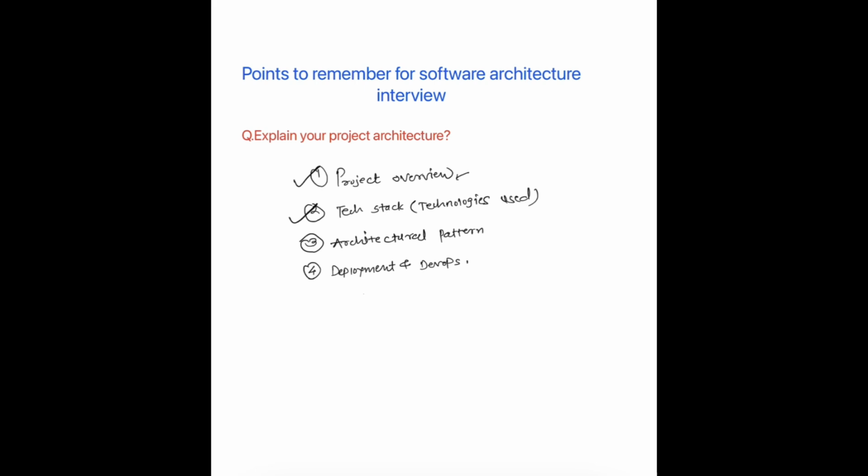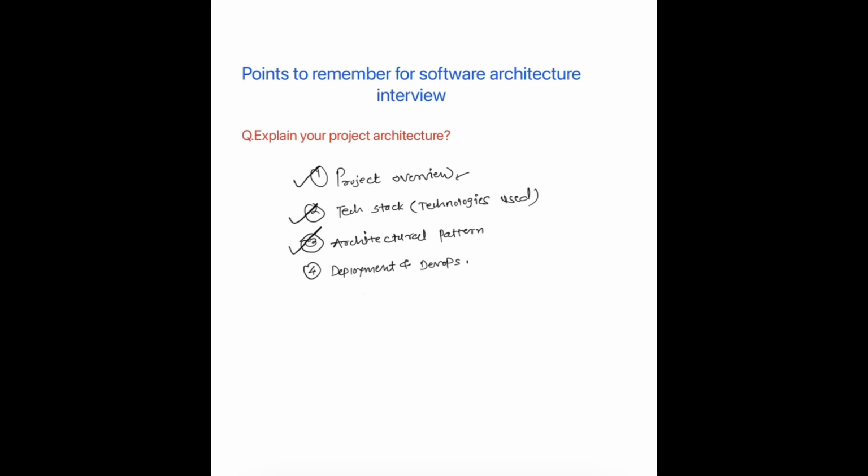And the third point is the architectural pattern. The architectural pattern is your project architecture, like how it is managed: whether it is monolithic, microservices, or event driven. And other points that can come up are layered MVC or clean architecture. These are the points you need to keep in mind when facing the interview.